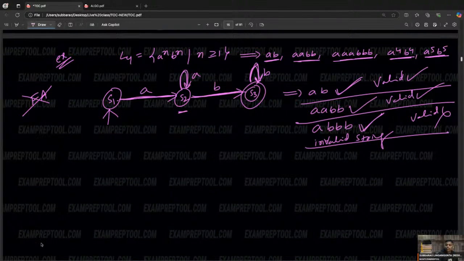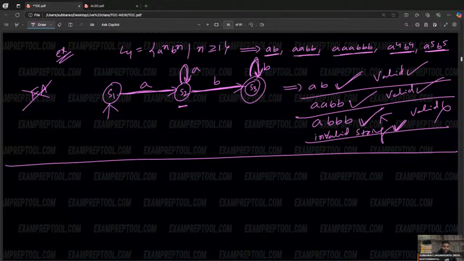If you want to know whether some automata is wrong or not, this is the way of checking. One invalid string also cannot be accepted. One valid string also cannot be missed. It is an invalid string, but accepting. Invalid accepting means rejected. So let me write now. I will write here itself.